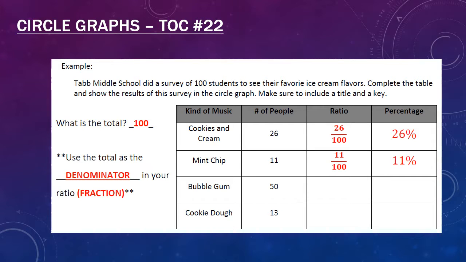Bubblegum, go figure, it's middle school. 50% of the students liked bubblegum ice cream. 50%, and I did simplify this one to show you that you should simplify them, and I know that 50% is going to simplify to a half, so I really didn't have to do any math. Okay, that would be 50%, and then cookie dough is 13% because it's 13 over 100. Make sure you have your chart filled in.